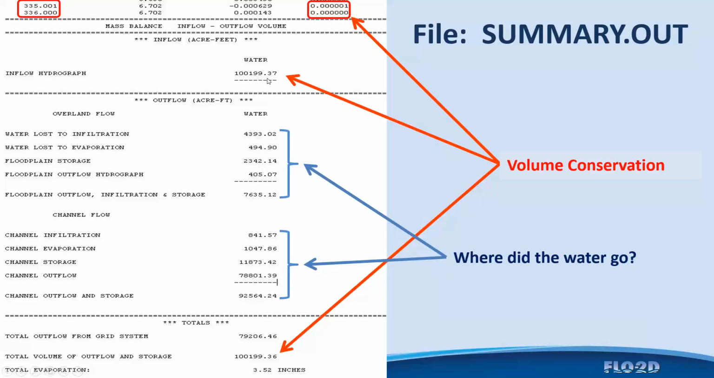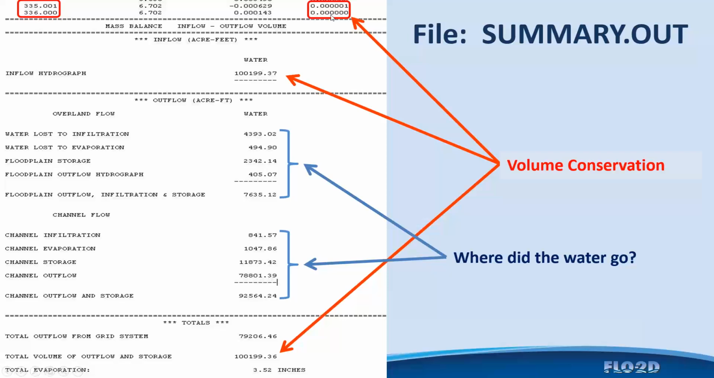And the inflow hydrographs for this particular model, I think it was Rio Grande, had an inflow volume of 100,200 acre feet or so. And you can see that it matches the total volume of outflow plus the storage on the system to within the nearest hundredth of 1 acre foot. So you can see that this is extremely good. And the only thing you need to look at is this.